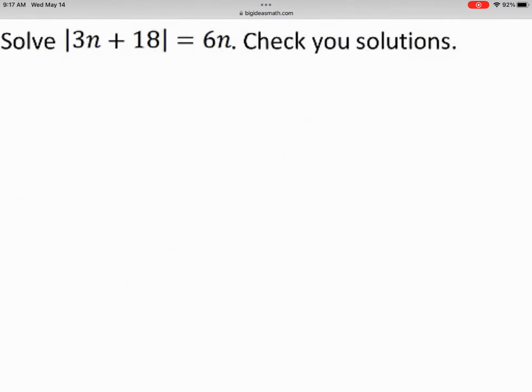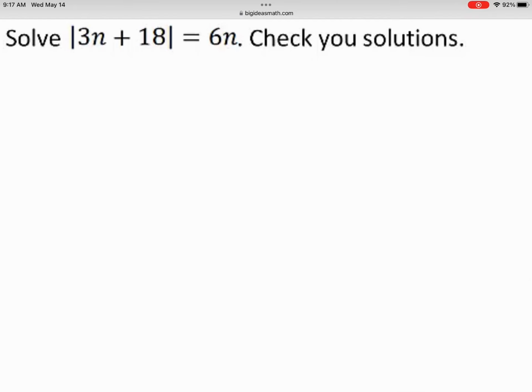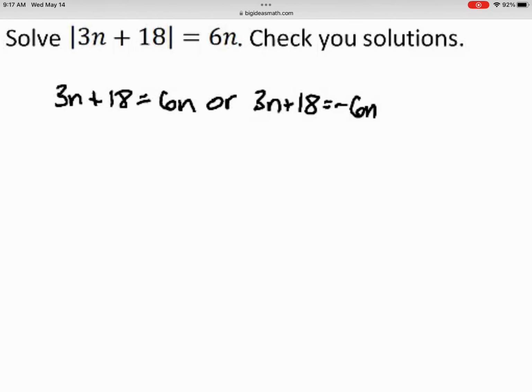Solve the absolute value of the quantity 3n plus 18 equals 6n. Check your solutions. First, you want to write the two related linear equations for this absolute value equation. 3n plus 18 equals 6n, or 3n plus 18 equals negative 6n.